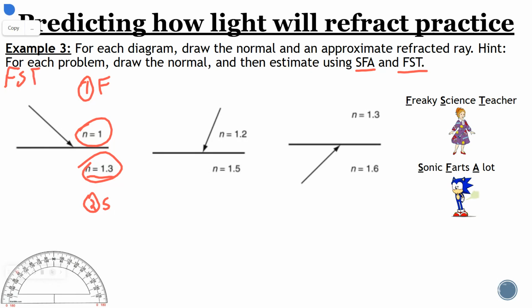Problem is there's no normal in there yet, so you have to draw that in, and you basically draw it in where the light ray hits the surface, 90 degrees to that surface. And then you can draw in your refracted ray. So it should look something like this. You have fast to slow towards the normal, so a little bit, and I'm not using a ruler here, but it should look closer to the normal than this over here. So normals are drawn in here.